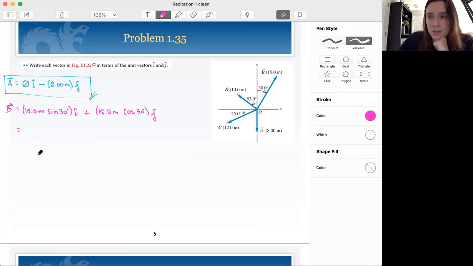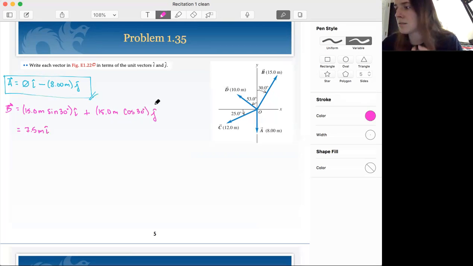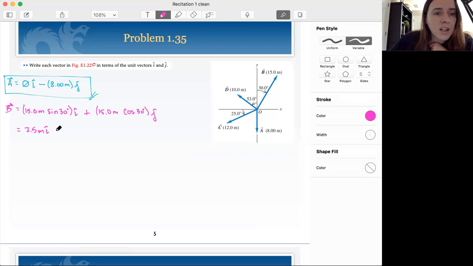So now if we simplify these a little bit, sine of 30 is a half times 15. It's going to be 7.5 meters I hat, and 15 cosine 30. I've put this in the calculator like 10 times now. You'd think I'd remember, but of course I don't. So plus 13 meters j hat.